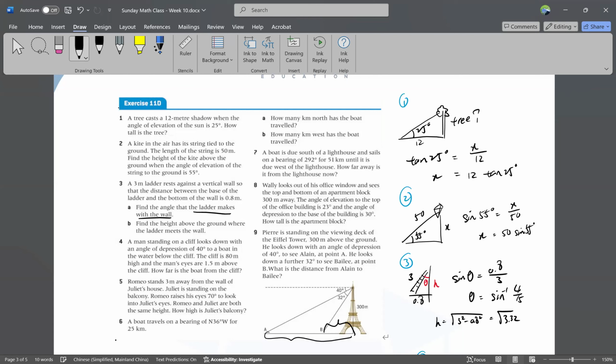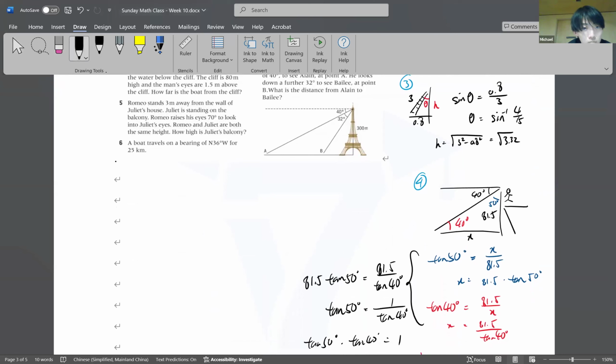Okay, I'm just going to do 5. We've got a wall, and we stand 3 meters away from the wall, and someone else is standing on the balcony, at a 70 degrees angle to look up. They are the same height.